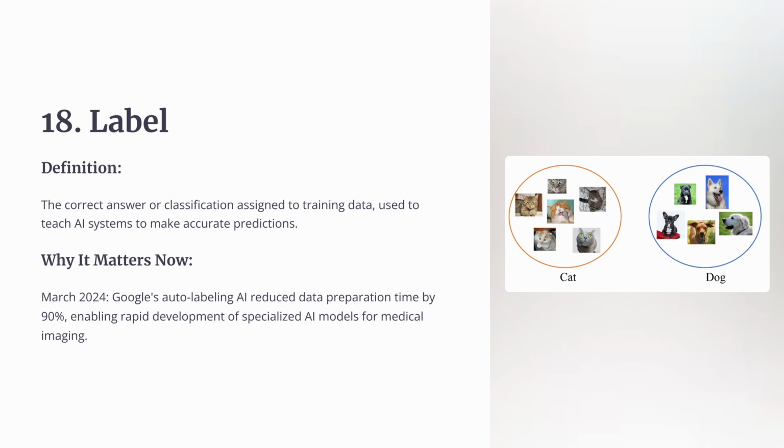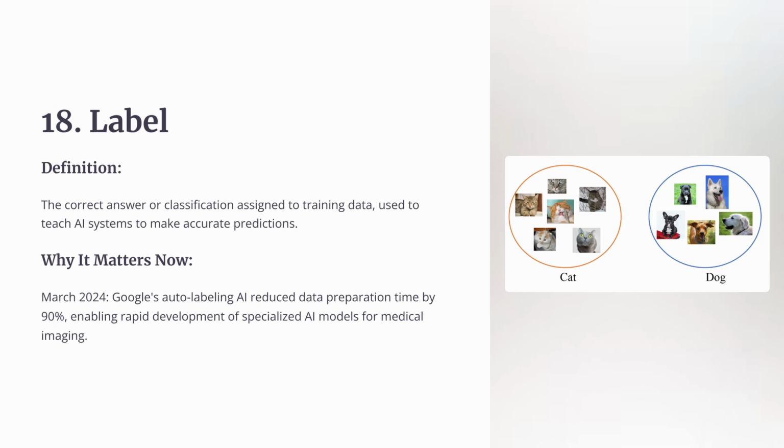That's why Google's auto labeling breakthrough is so important. It's like having an assistant that can instantly and accurately put name tags on everything, especially crucial for medical images where precision is vital. This means hospitals can build specialized AI systems much faster, potentially speeding up disease detection and diagnosis.